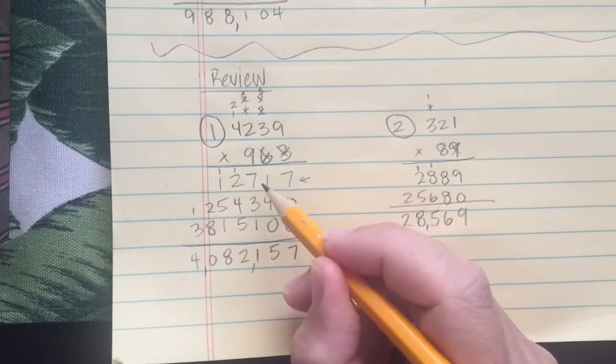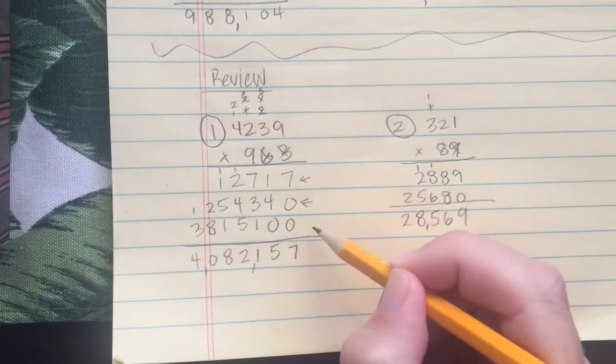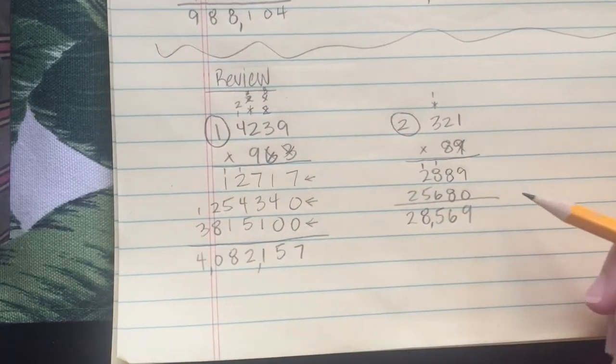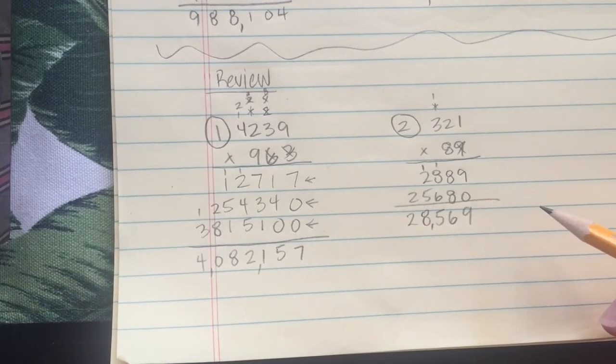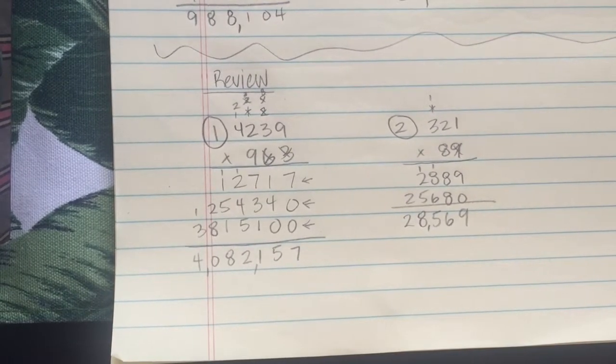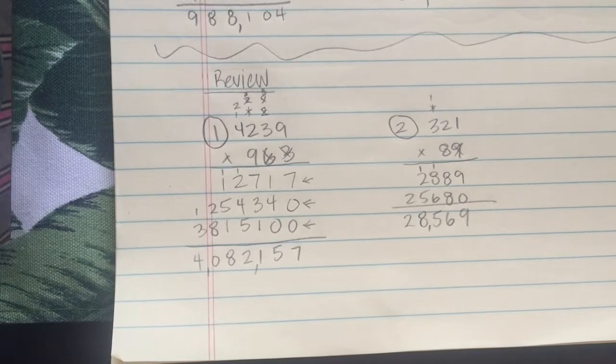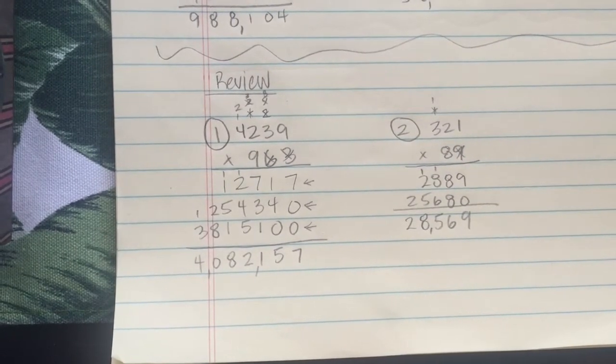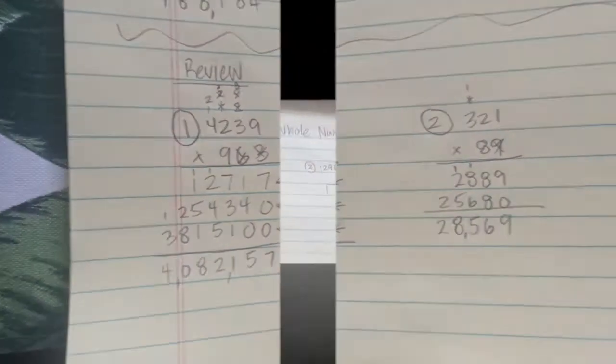So make sure that your digits on the page match to mine. And again, most of our mistakes come from small, silly computational errors. So just go ahead and see if you can find your mistake, and then we'll move on to division.